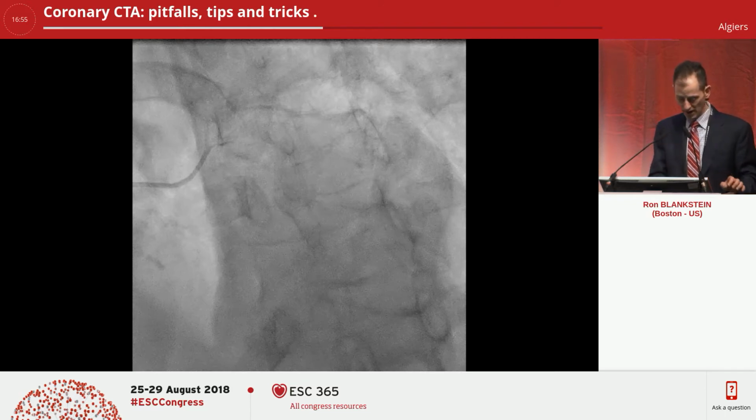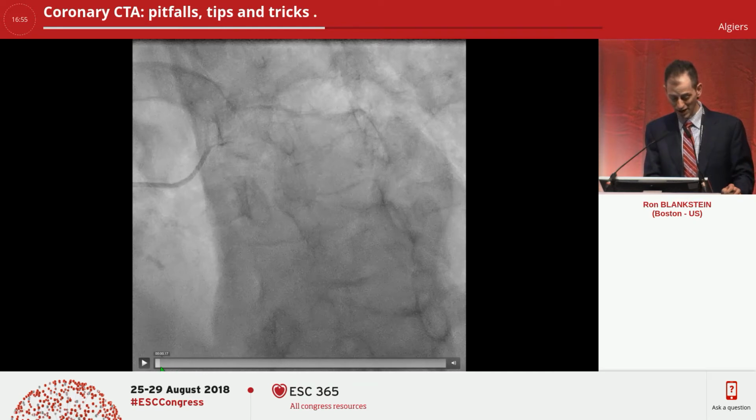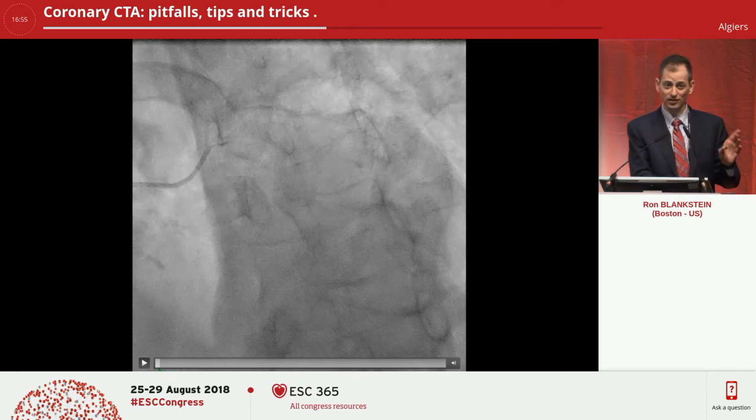And in fact, when my colleagues in the cath lab saw this, they pulled all the catheters out. They said, we are done. We're not going to put any more catheters in there. Let's get a CTA tomorrow to make sure this is looking okay.